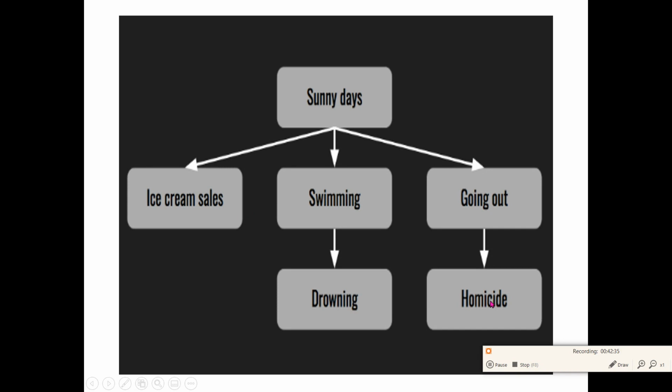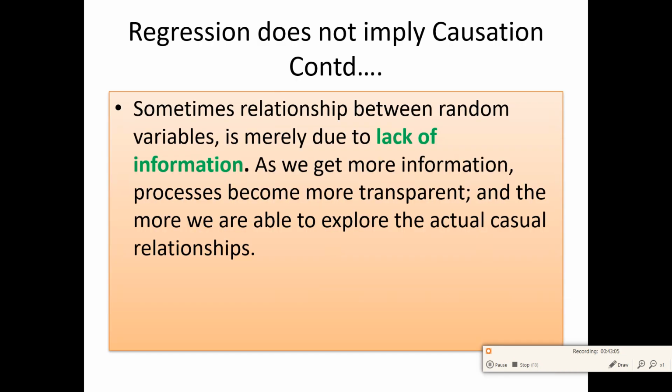So if you regress ice cream sales on homicide, that is, you take ice cream sales as the dependent variable and homicide as the independent variable, it is fairly possible that your beta will come out to be highly significant. On the surface you will ask what homicide and ice cream sales have to do with each other. It's because we are not using full information; sometimes the relationship between random variables is more due to the lack of information.